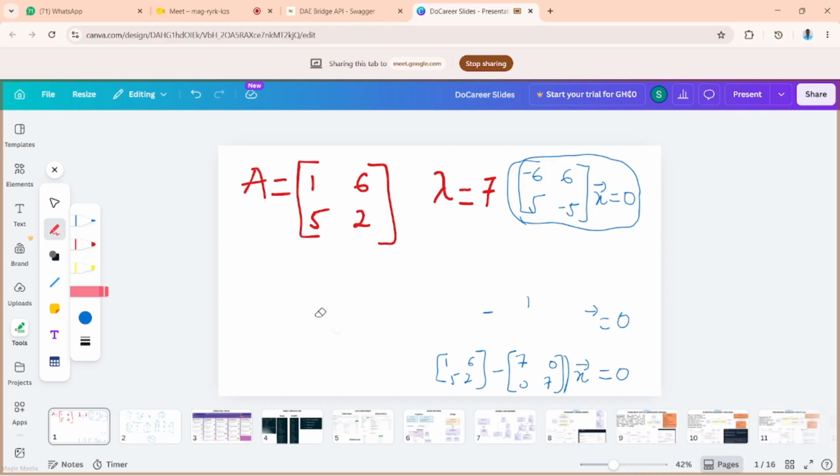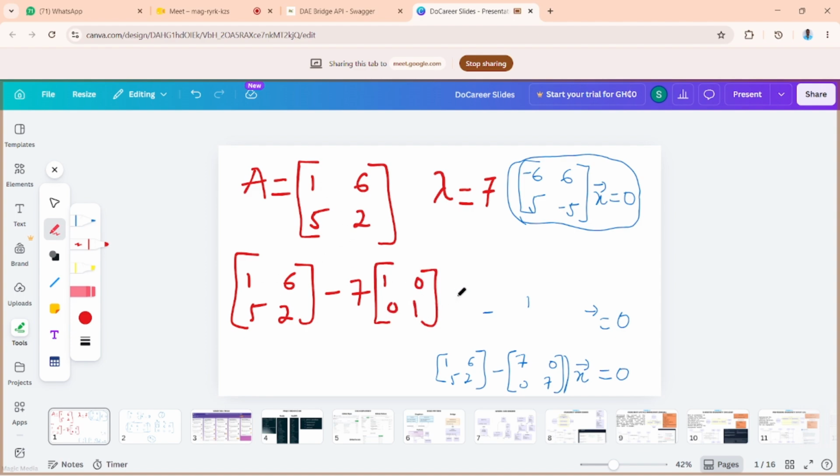All right. So what we have to do is that, because I know the eigenvalue is what will matter, I will do [[1,6],[5,2]] minus 7 times, because it's 2 by 2, the identity matrix [[1,0],[0,1]], and then set it equal to 0. When I'm done combining, I'll do the augmented matrix and proceed. I don't know whether you follow.